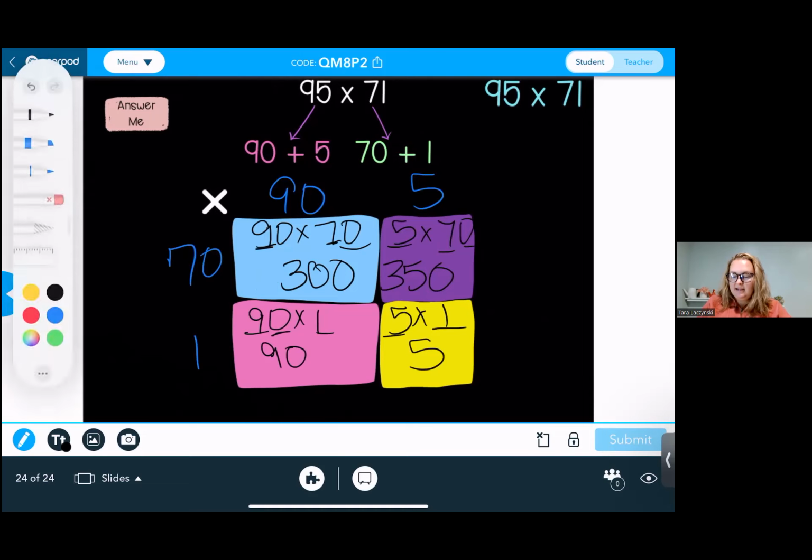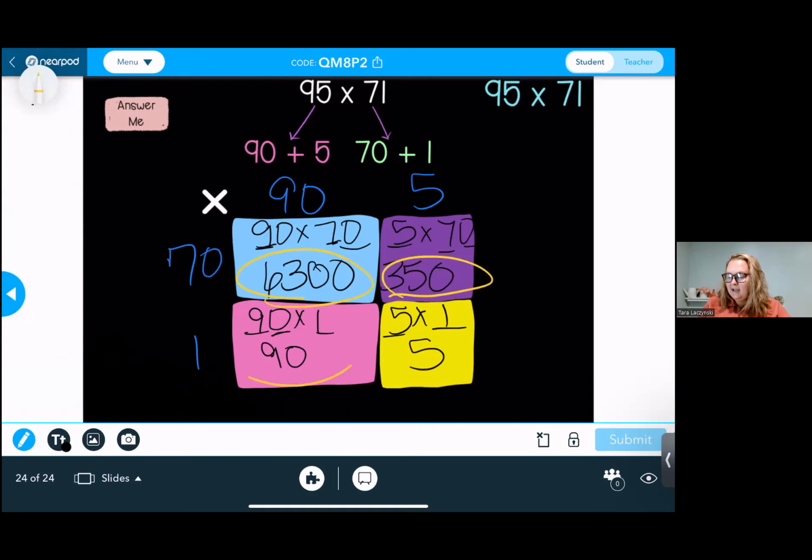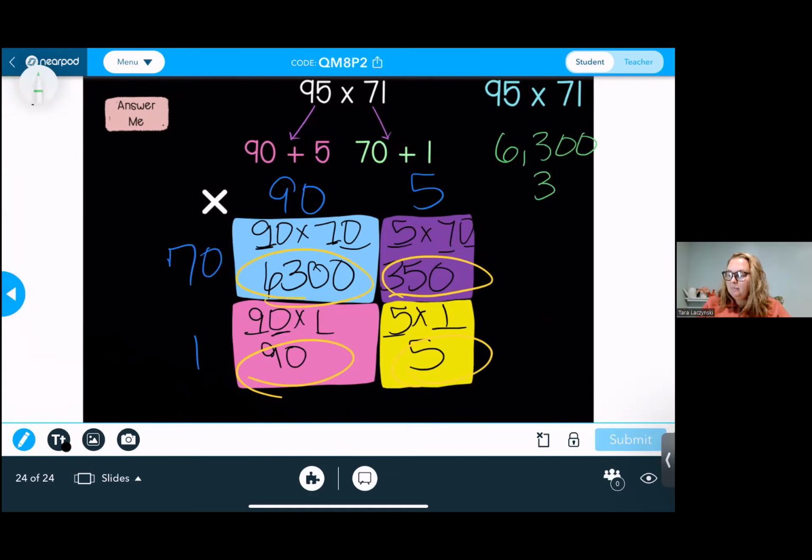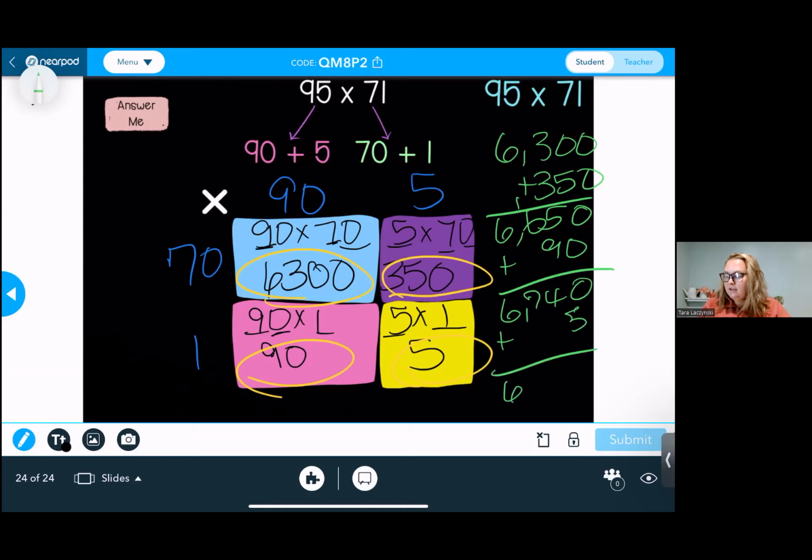These are the, oh, not the eraser. No, these are the 4 numbers that I am going to add one pair at a time to make sure that I don't miss anyone. 6,300 plus 350 gives me 6,650. Adding in a 90 gives me 6,740. Adding in my 5 gives me 6,745. That is the end of our review mini lesson.